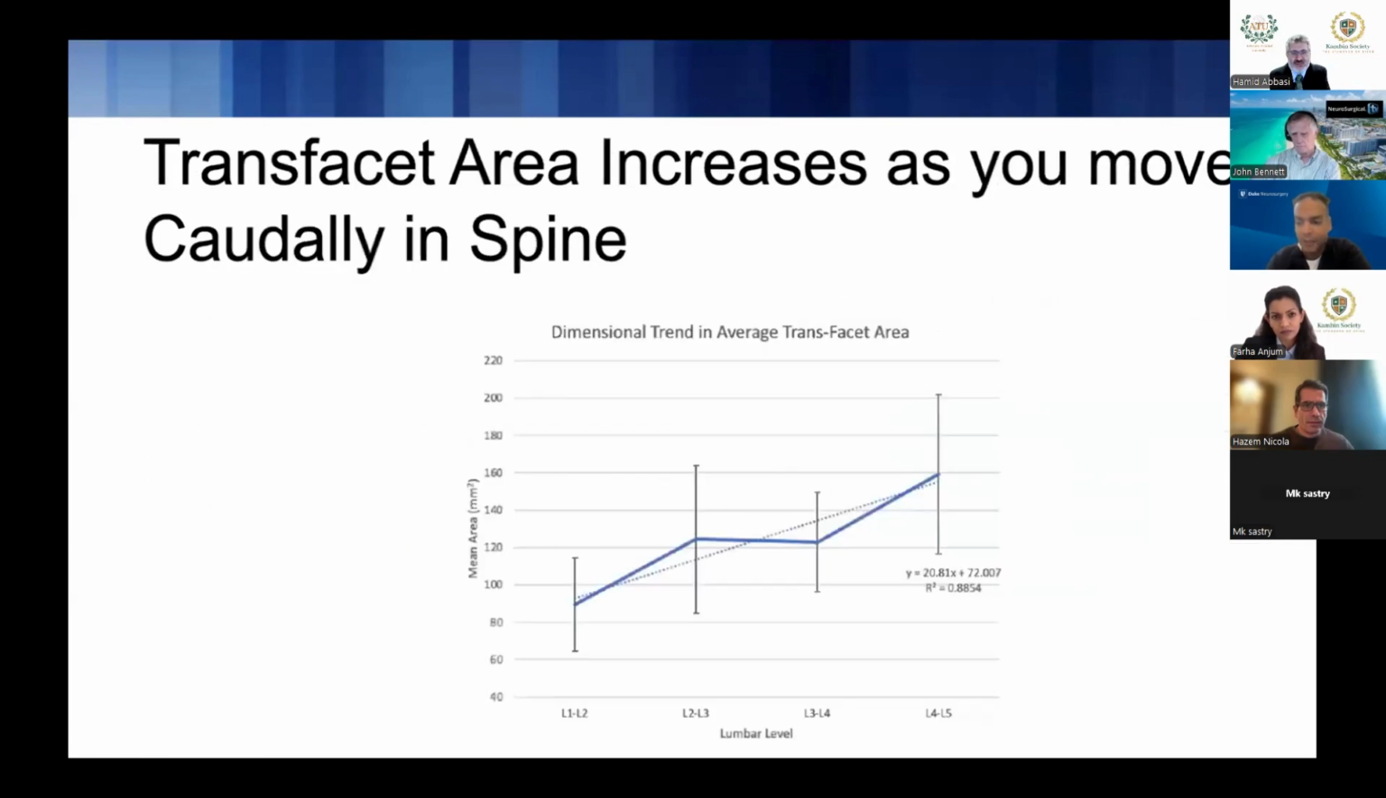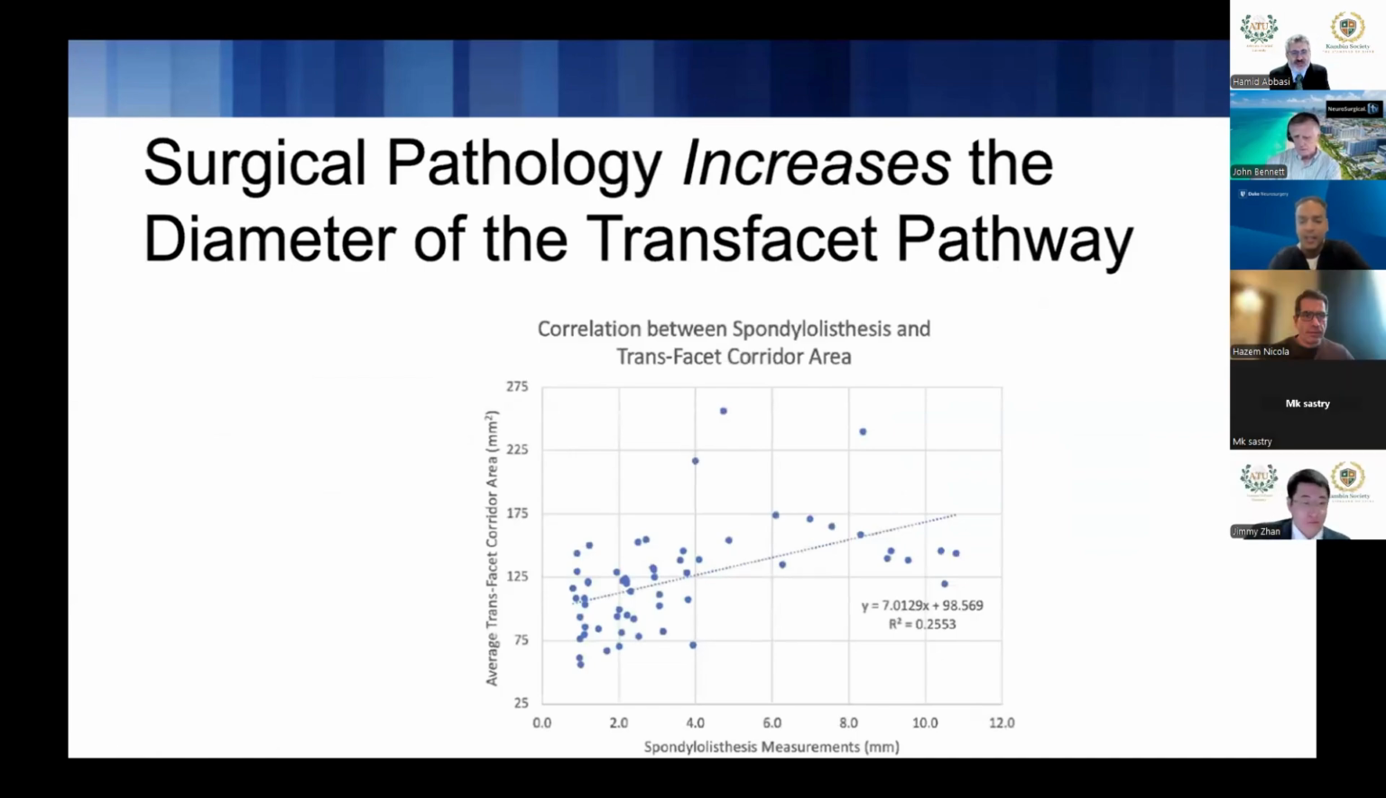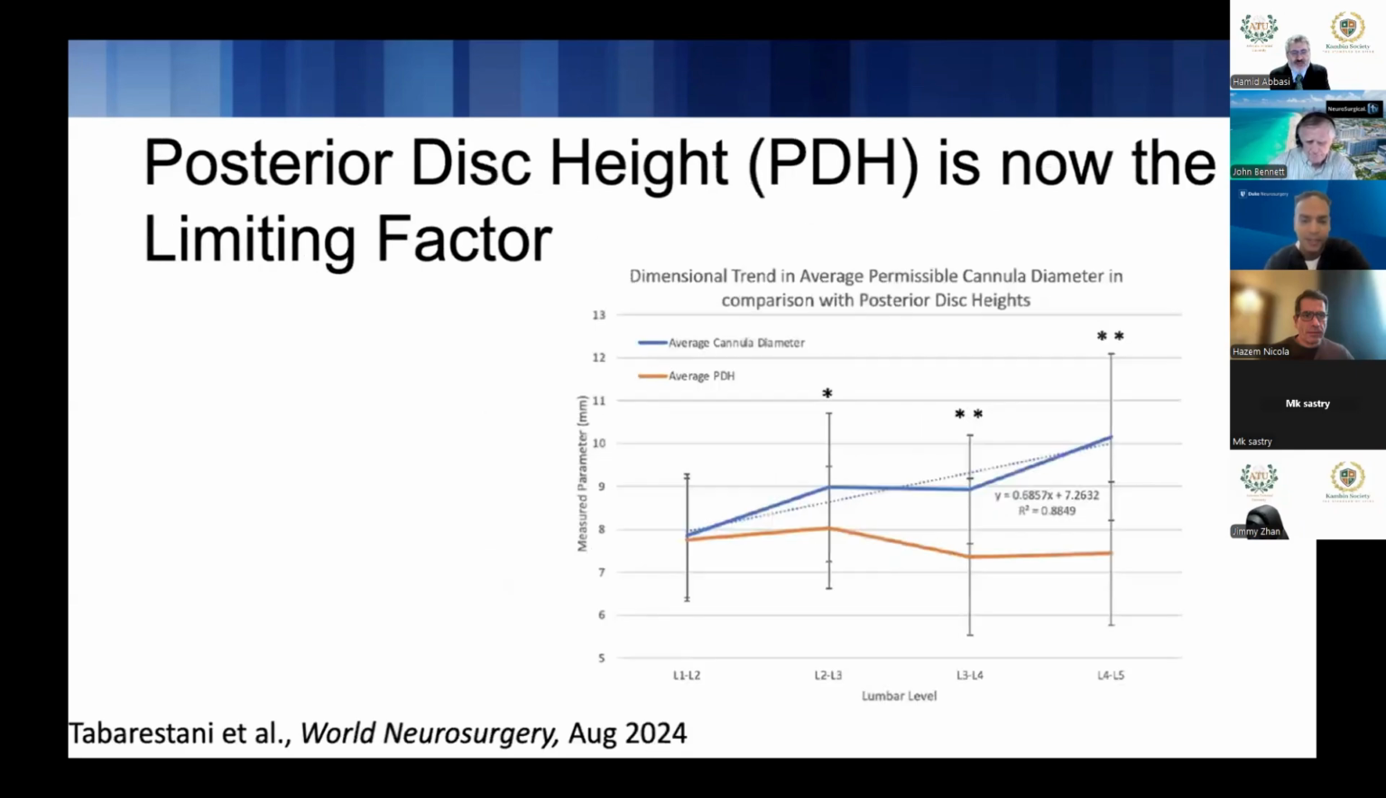We found some very important things. Number one, similar to Kambin's triangle, the area increases as you go down the spine. However, and this is really important, when you have a pathology like a spondylolisthesis, the transfacet pathway actually gets larger because that joint gets diastased and you have a larger working area. So it actually becomes safer with grade 1 and grade 2 spondylolisthesis.